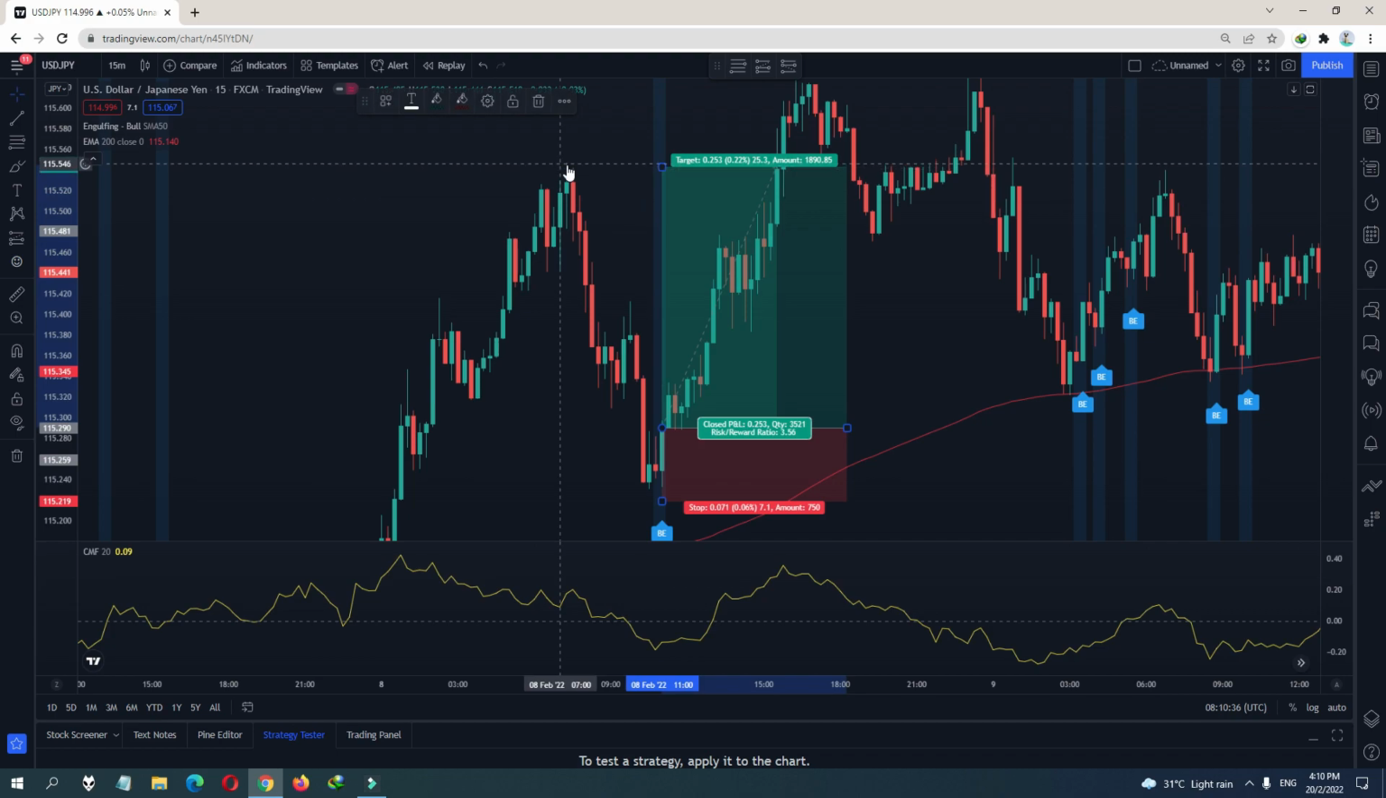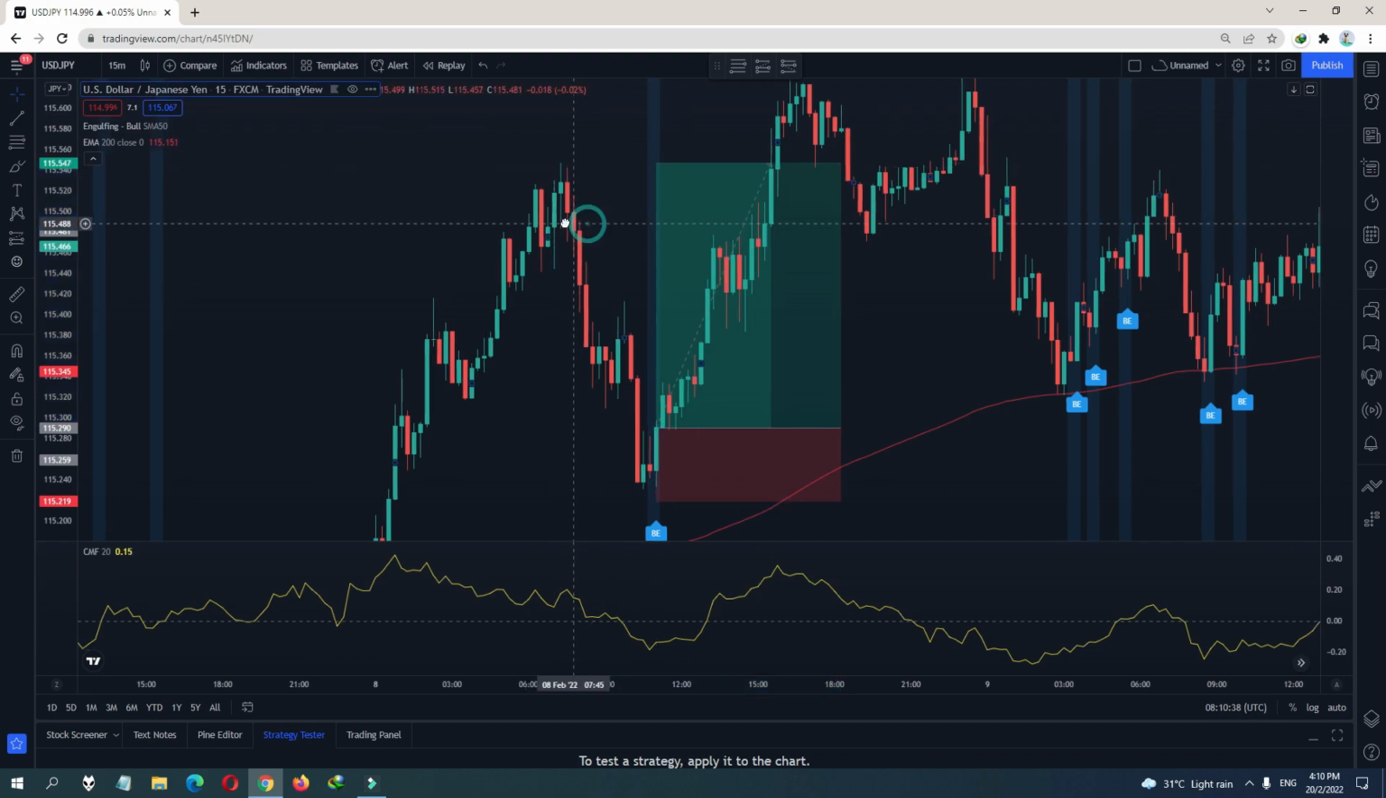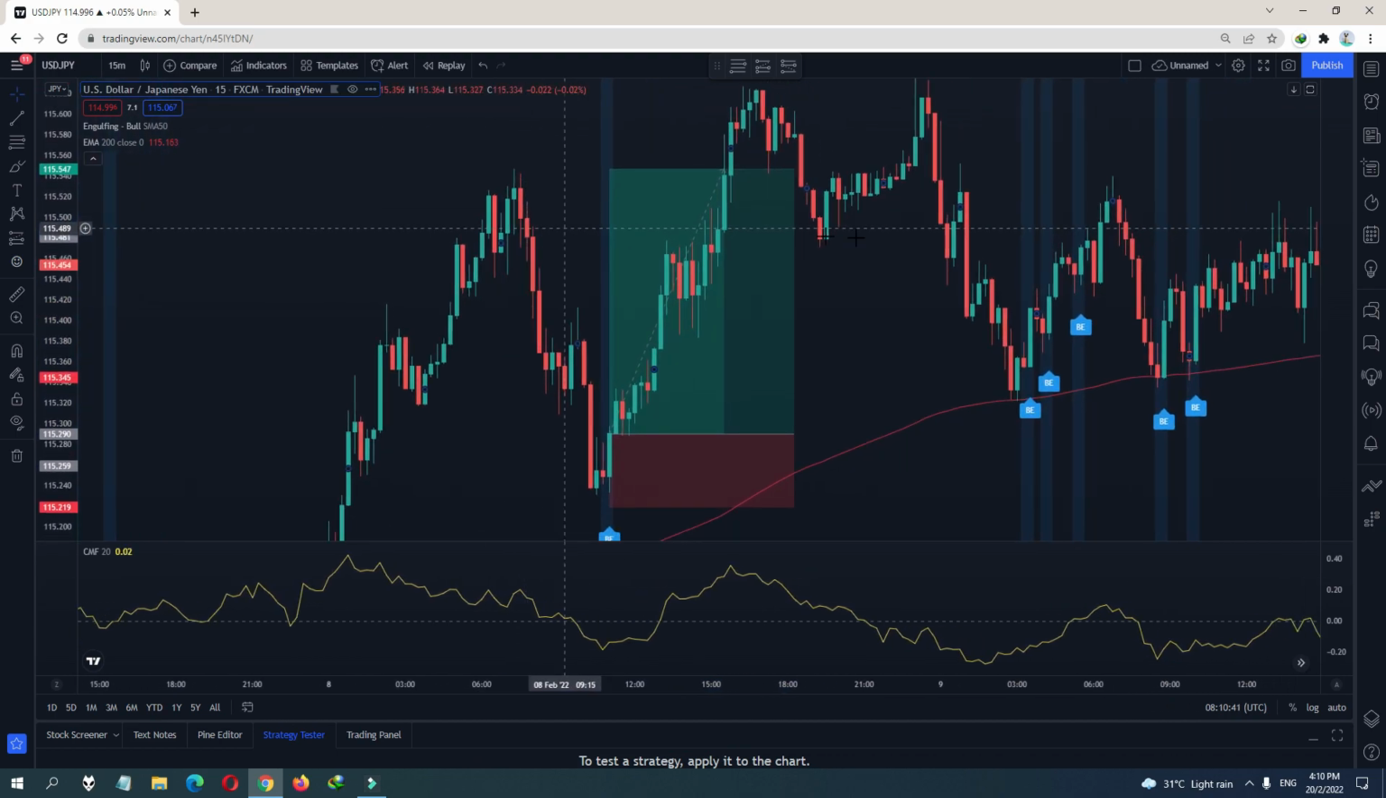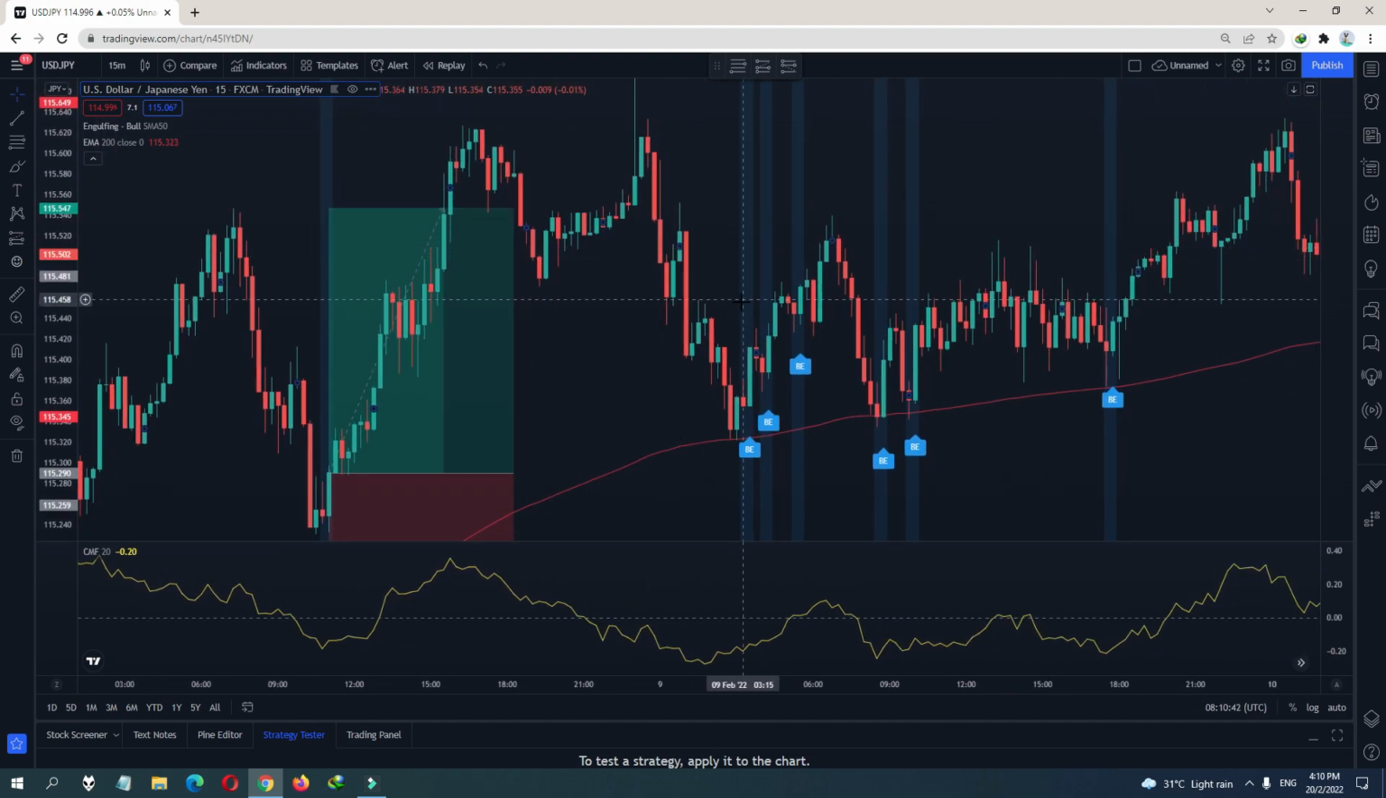Let's say it's here. So our target is here, so you have a bigger risk reward. Okay, so you can do that as well. And here we have another signal. Chaikin is below zero, and price is above the 200 EMA. So we can buy here.